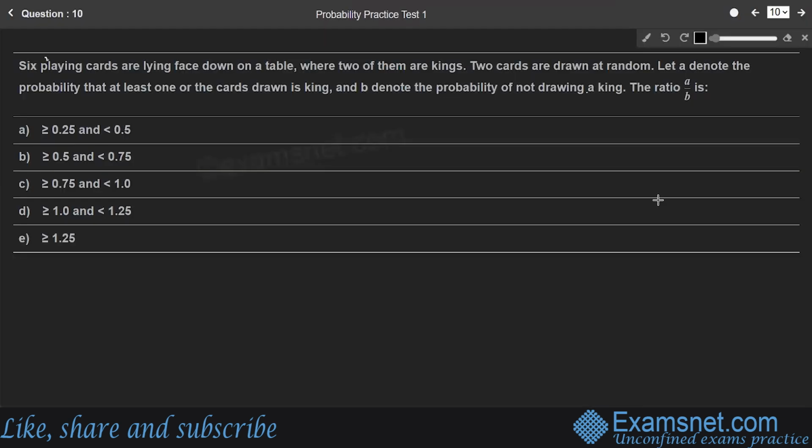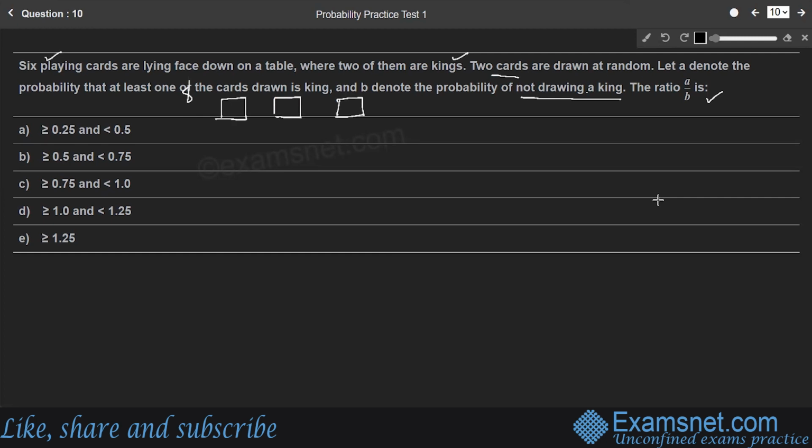Question number 10. 6 playing cards are lying face down on a table where 2 of them are kings. 2 cards are drawn at random. Let A denote the probability that at least one of the cards drawn is king, and B denote the probability of not drawing a king. Then the ratio A to B is. So here, students, let us consider 6 cards lying face down on a table.